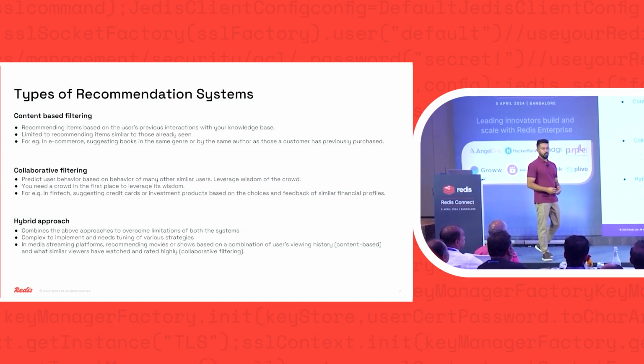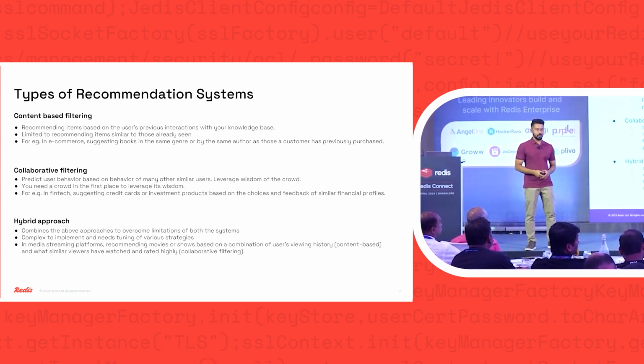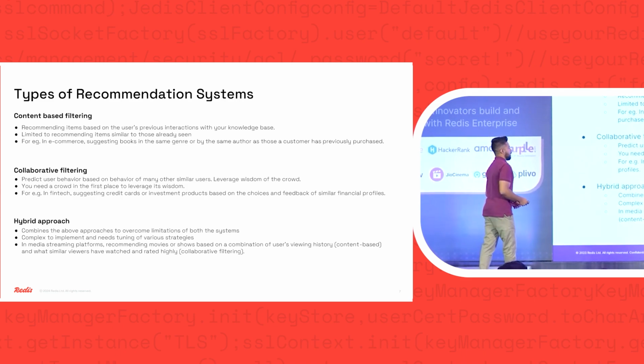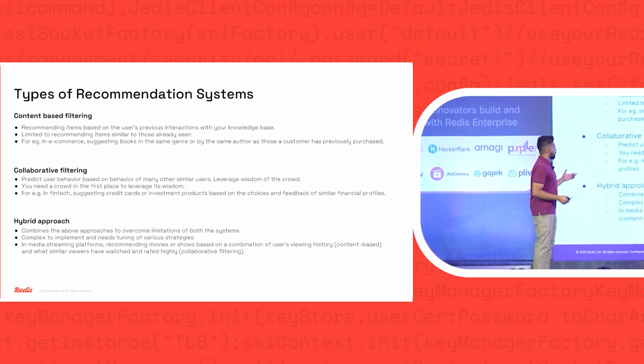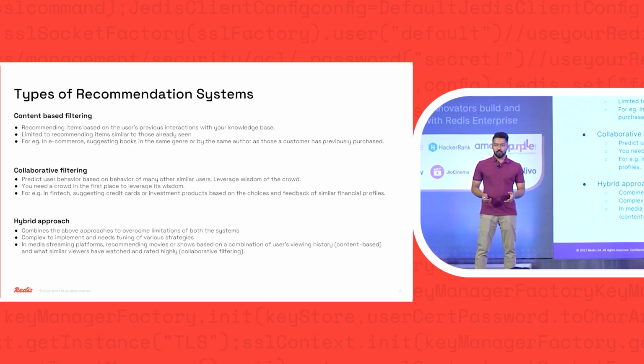So talking about traditional recommendation systems, before we talk about integrating vector search and so on. Again, this is a high level overview of the existing recommendation systems, which work pretty well, to be honest. So there are three types that we talk about. One is content-based filtering, one is collaborative filtering, one is a hybrid approach as well.